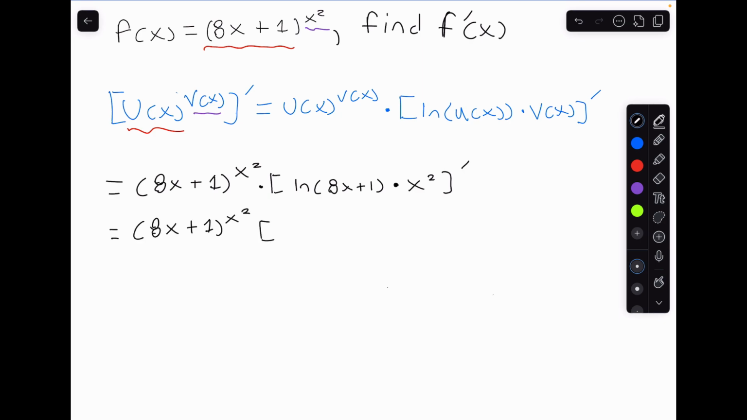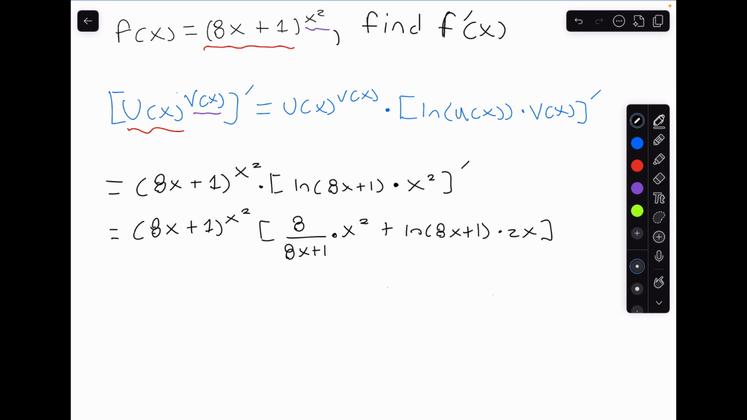All right, so here we go. Product rule is the derivative of the first. So we're taking the derivative of ln of 8x plus 1. So that's just 8 over whatever's in the brackets, so 8x plus 1. And then we have times the second. The other side of the product rule is the first times the derivative of the second. So the derivative of x squared is just 2x.